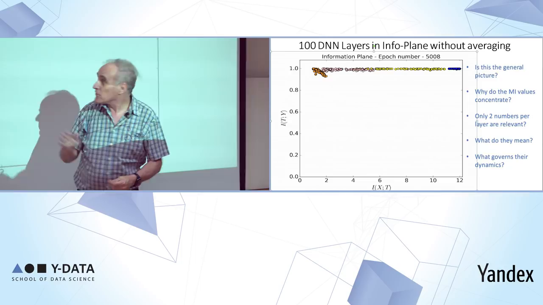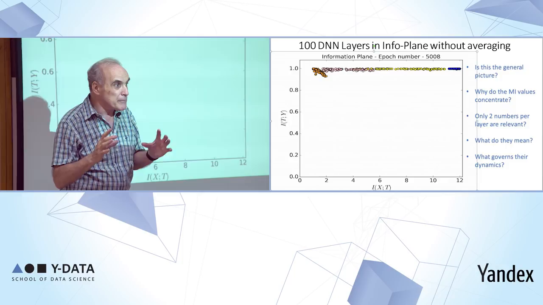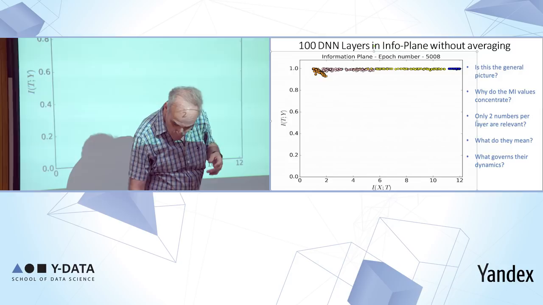So this is what we call in statistics a minimal sufficient statistic. This is the minimum I have to remember in order to make a good prediction. But all the other layers somehow spread along this line. And again, since most of you saw it already, this is just the average of these clouds.